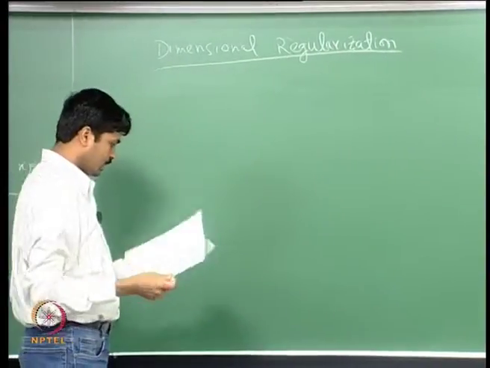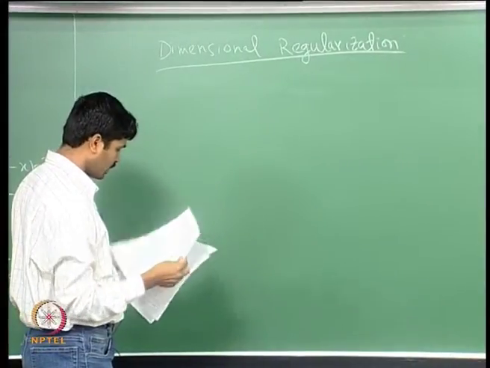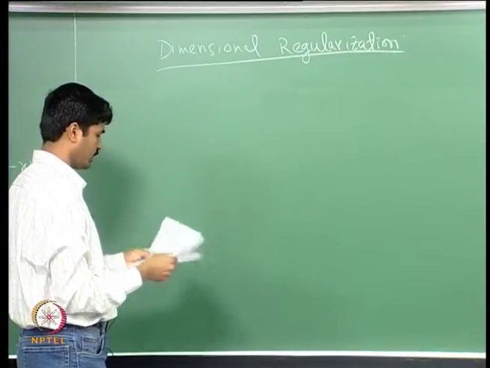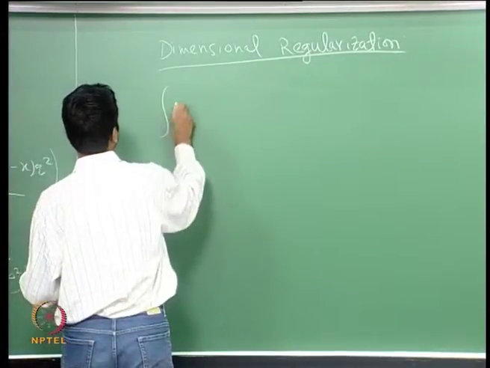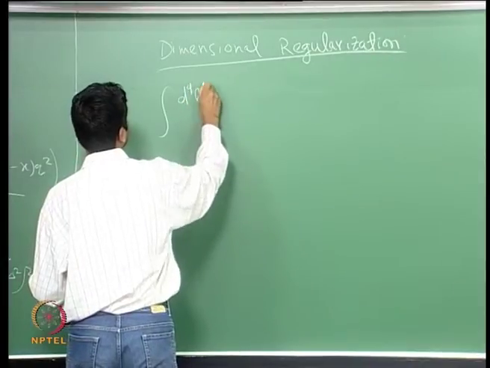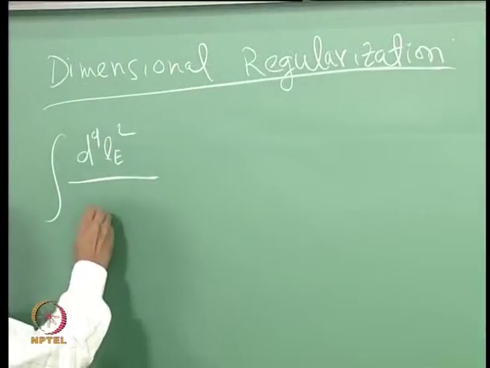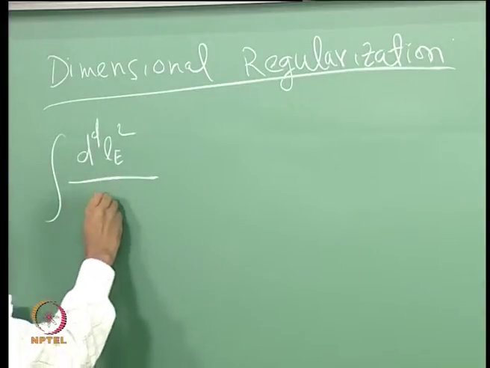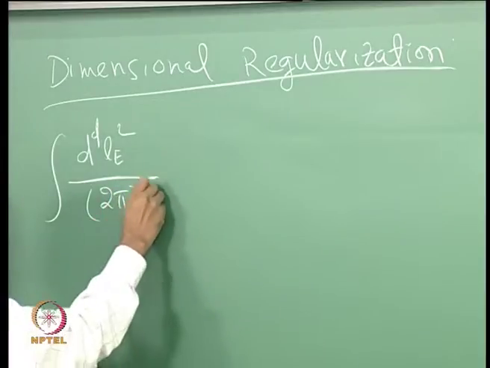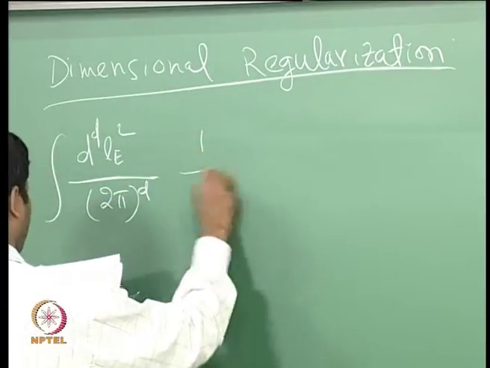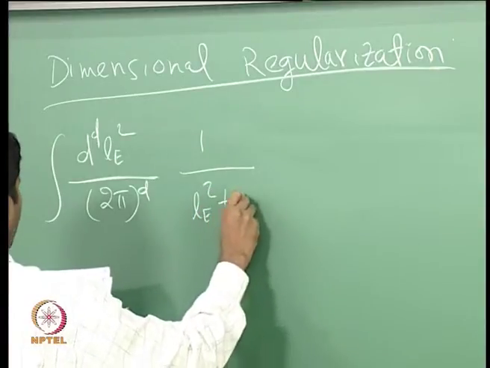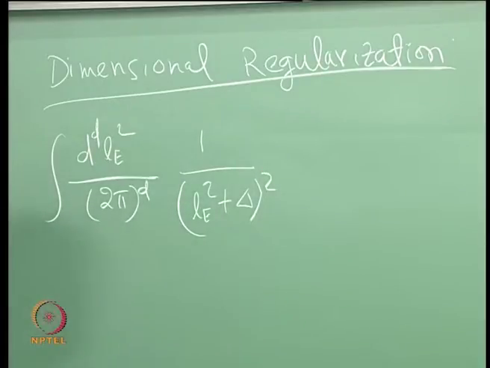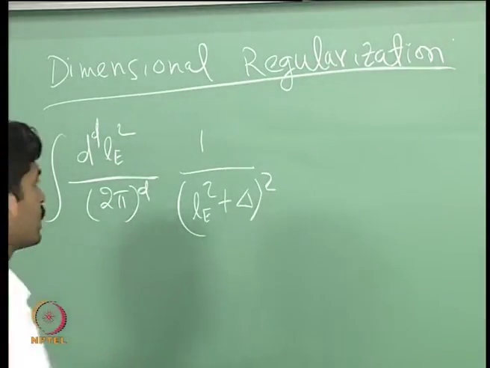Our goal here in dimensional regularization would be to evaluate integrals of this kind, d^d L_E. As I said just now, instead of evaluating the integration in 4 dimensions, we will evaluate it in general in d dimensions, 1 over (L_E square plus delta) whole square. This we will evaluate in d dimensions.